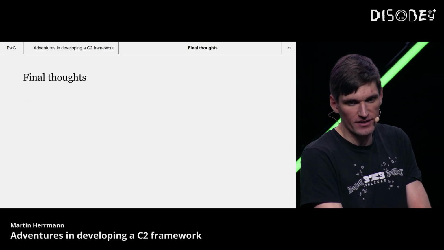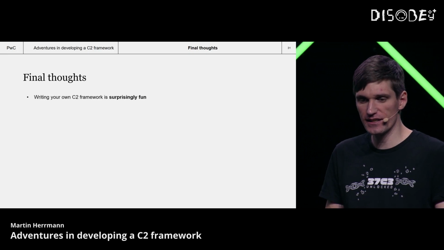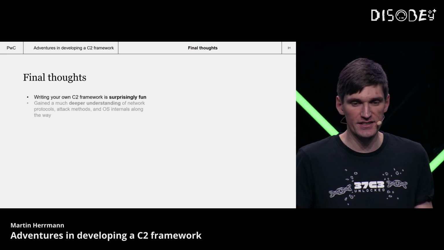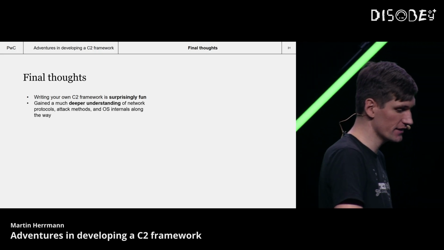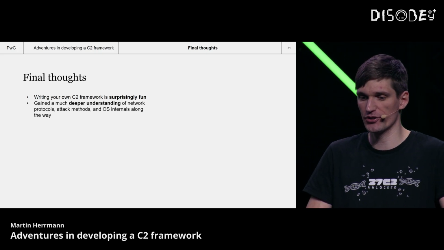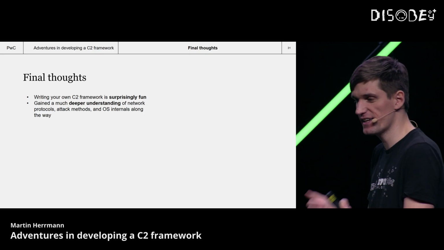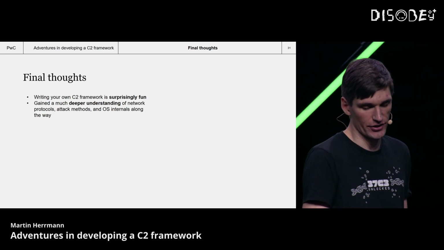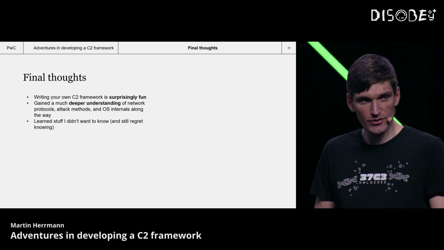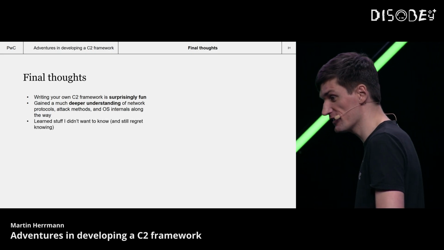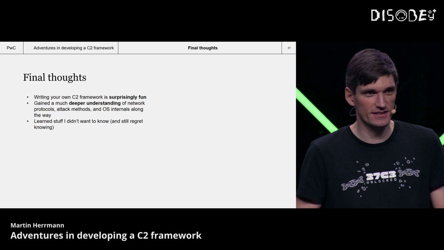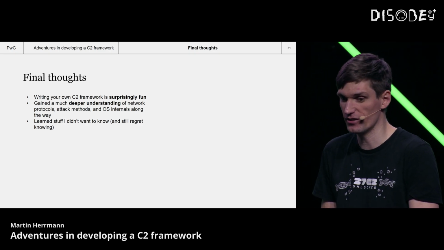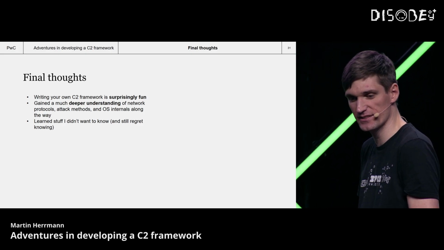So now I just want to wrap up with some final thoughts about this journey. The first thing is that writing your own C2 framework is surprisingly fun. You end up learning a lot about how networking works, network protocols, how the attack methods work under the hood, and also about OS internals. Sometimes you learn stuff you don't want to know, and I learned lots of stuff I still regret knowing, but things didn't work and I just had to figure it out, and you spend days upon days on it. In the end you learn stuff.